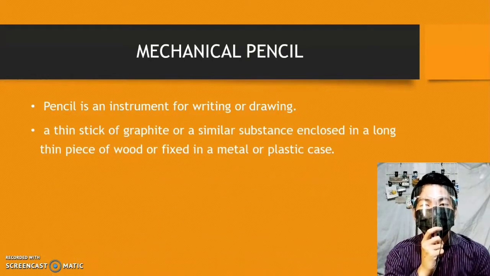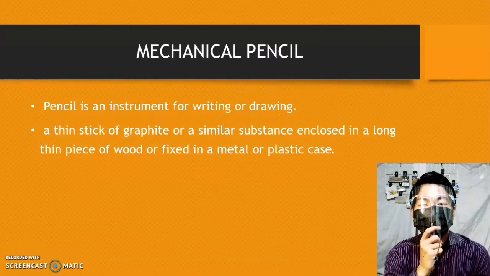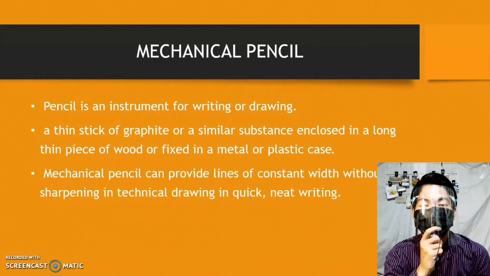A pencil is an instrument for writing or drawing, made of a thin stick of graphite or a similar substance enclosed in a long thin piece of wood or fixed in a metal or plastic case. This is very essential compared to other tools when you are going to draw a plan or perspective. A mechanical pencil can provide lines of constant width without sharpening in technical drawing, for quick, neat writing. They have also been used for fine art drawing. Since they do not need sharpening, they are also very popular among students.